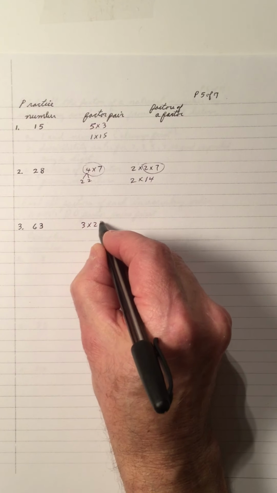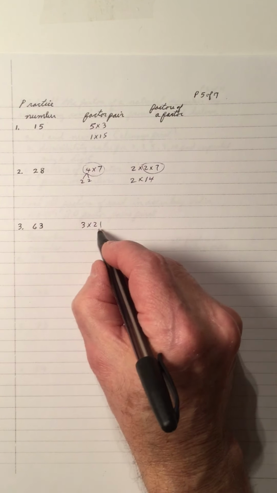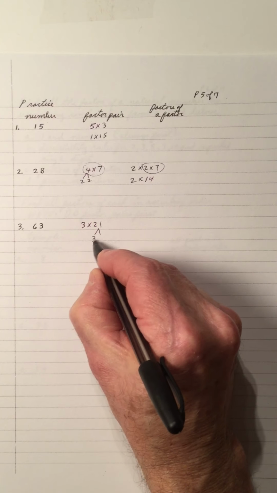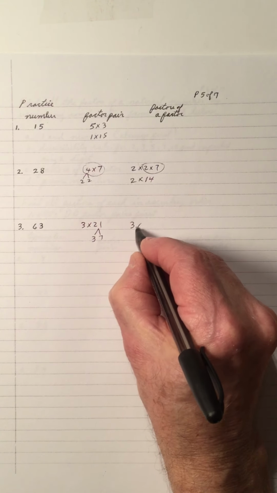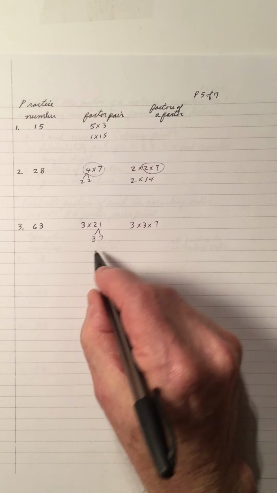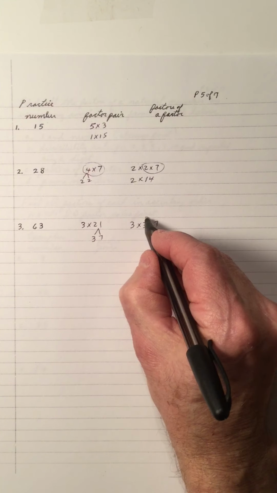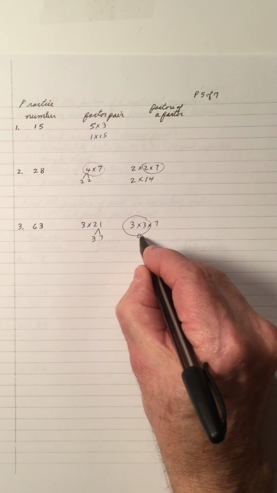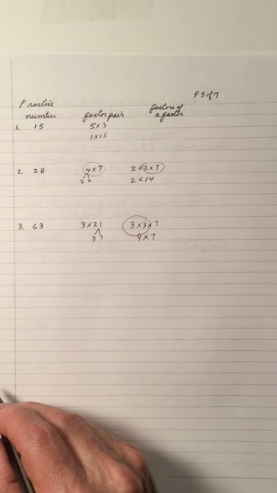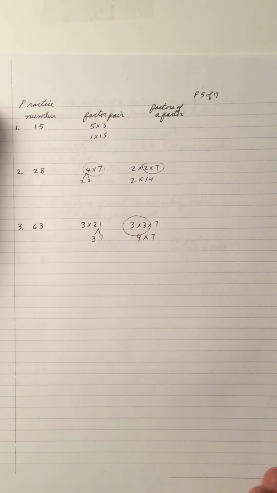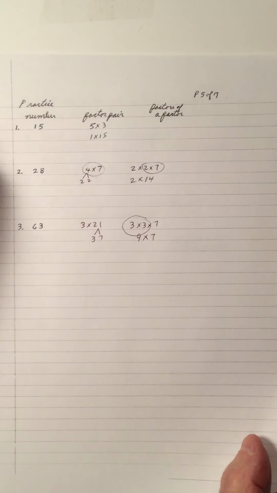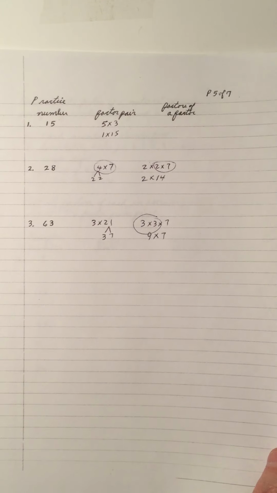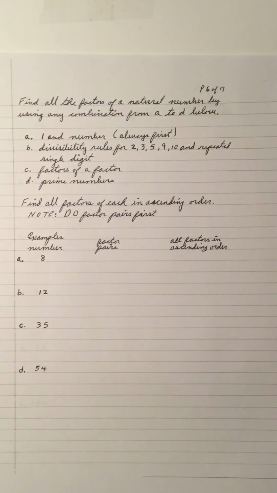3 times 21 gives me 63. But notice that 21 is 3 times 7. So 3 times 3 times 7. We already have 21, so let's go with these two. That's a 9 times 7. So that's another way to get the factors by doing a factor of a factor.